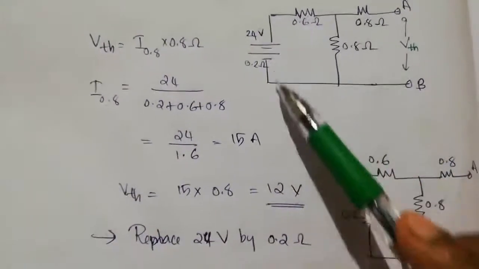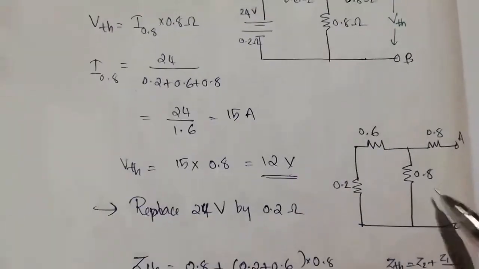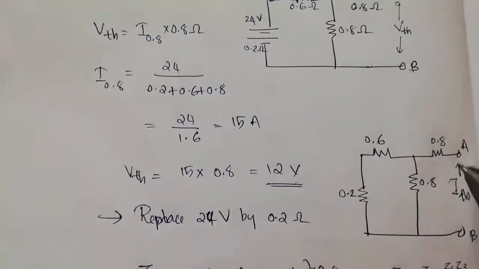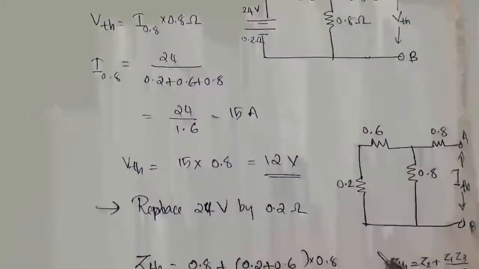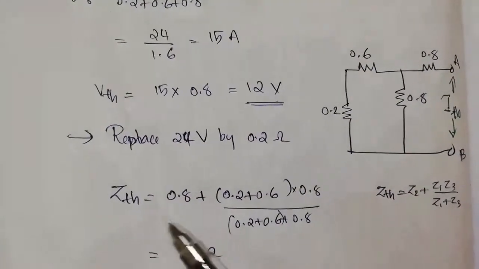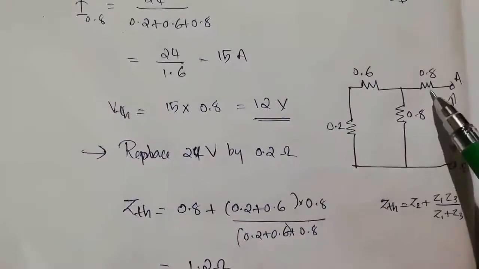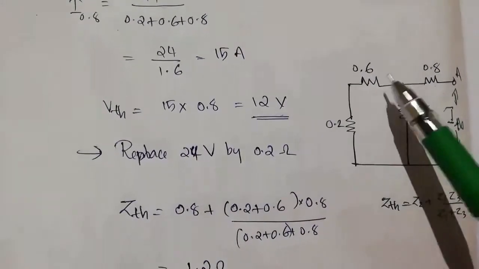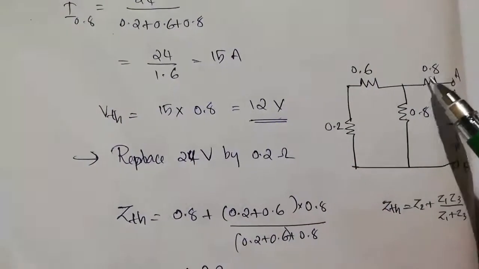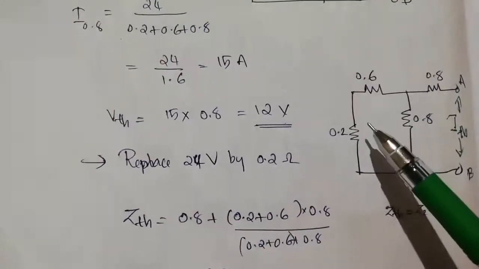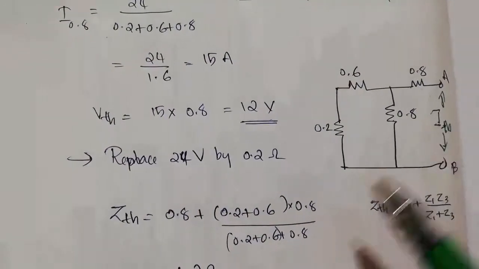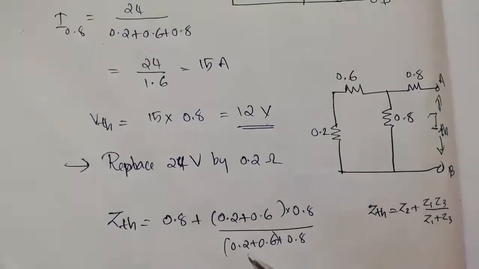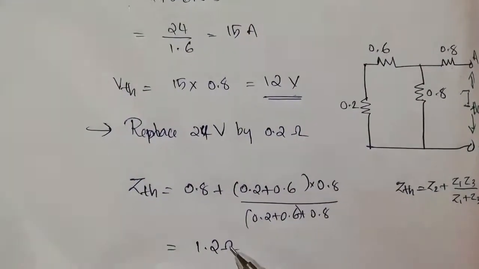Now we can replace this 24 volt source by its internal resistance, and the circuit will be like this. Now we have to find ZTH across these terminals. ZTH is equal to 0.8 plus this 0.2 plus 0.6 in parallel with 0.8. That is 0.8 plus Z1 Z3 by Z1 plus Z3, 0.8 into 0.8 divided by 0.8 plus 0.8. That is equal to 1.2 ohm.